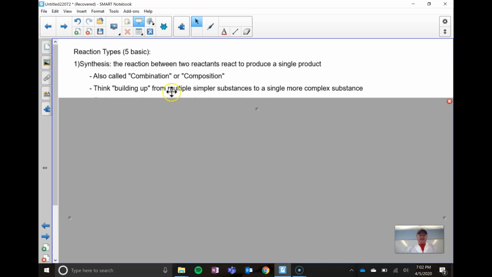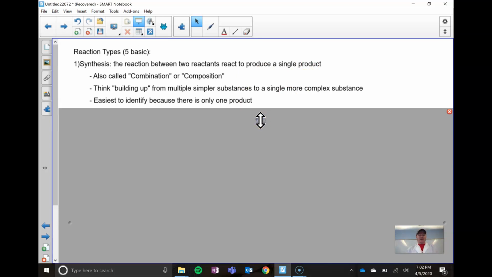And as I already said, think about the process of building up. We're constructing something in a synthesis reaction, and that building up is coming from multiple simpler substances, and those simpler things are being combined to form a more complex product. This type of reaction is the easiest to pick out because there's going to be a single product at the end of the reaction.